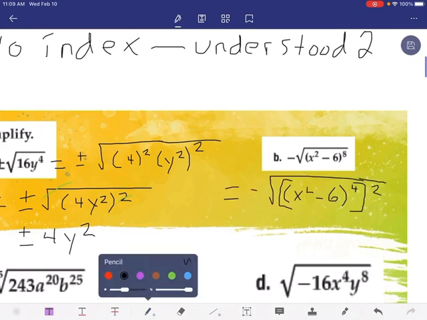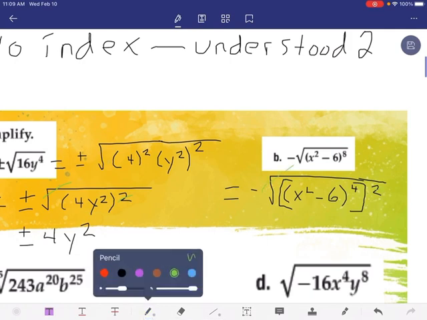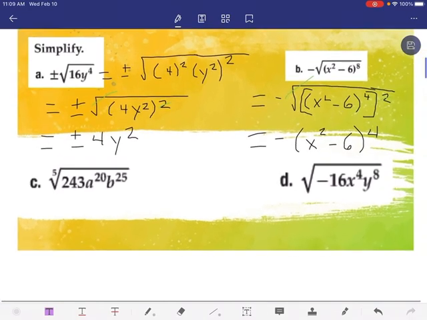which would give me 8. And the reason we want to rewrite it like that, again, is because now that I have a second power on the inside, it's going to reduce. And so we're just left with a negative x squared minus 6 to the 4th power. And that would be my answer.